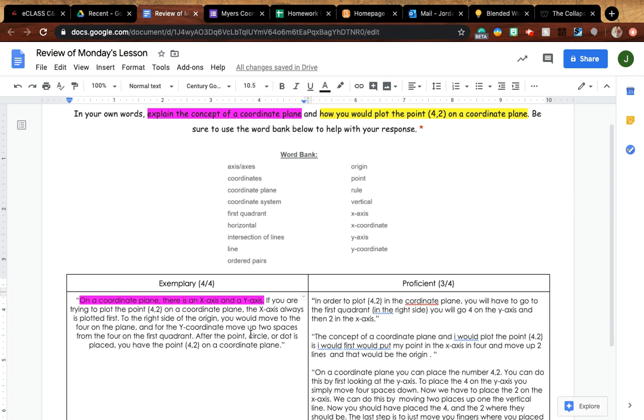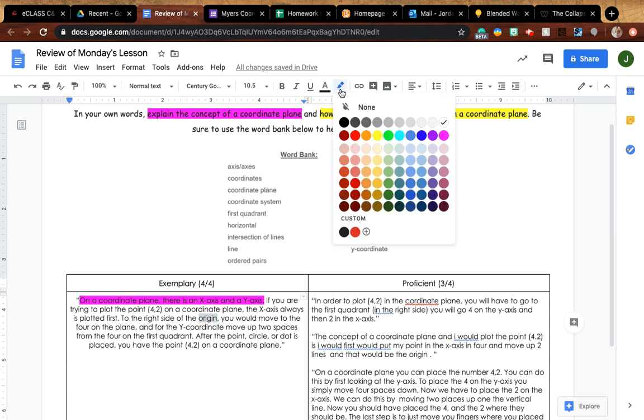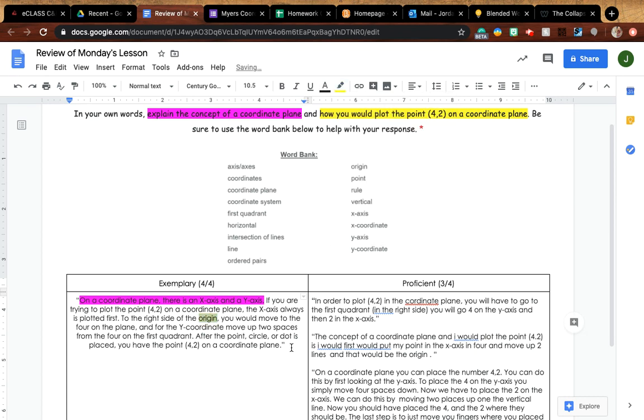She then says, if you were trying to plot the point (4, 2) on a coordinate plane, and she even does the correct parentheses and commas and everything, the x-axis is always plotted first. She's giving me step by step to the right side of the origin. Now, this is one of those words that was throwing a lot of people off. The word origin is referring to the point (0, 0). It is the very middle of a coordinate plane.